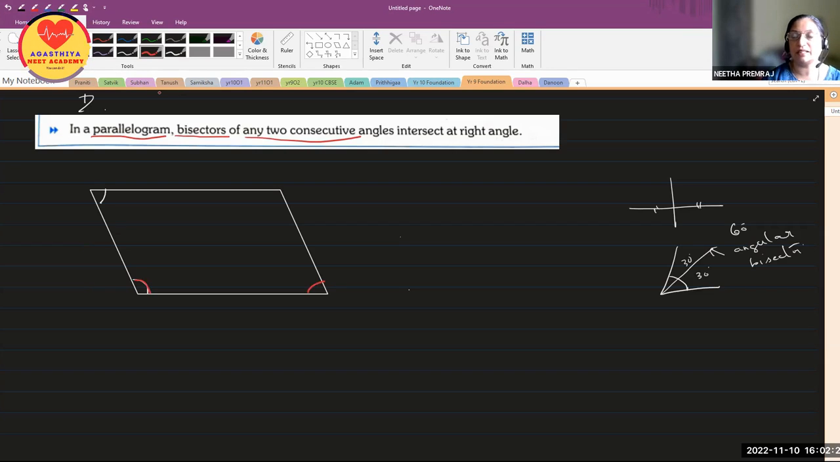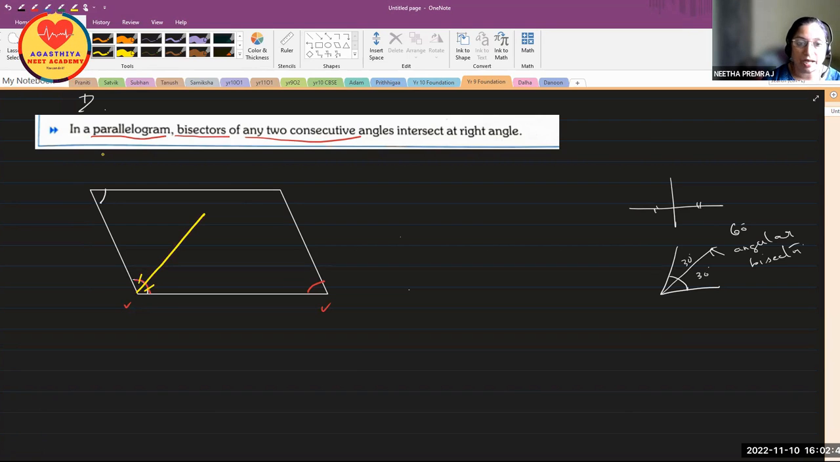Consecutive means adjacent angles, the angles that are next to each other we call consecutive. Okay, I take these two consecutive angles and draw a bisector for that. A bisector divides the angle into half. That is called a bisector. So this measure is equal to this measure.